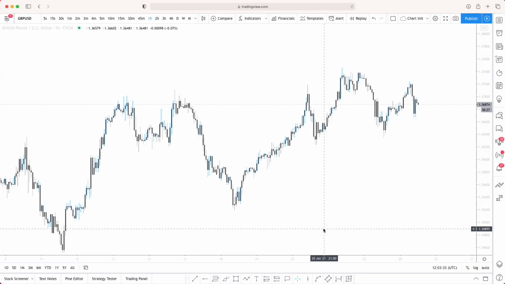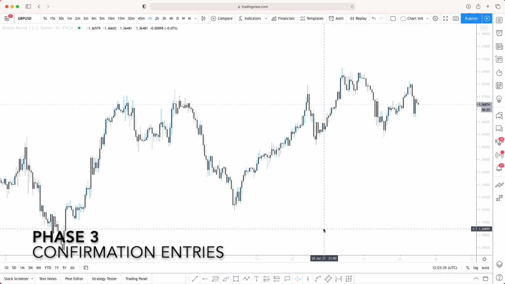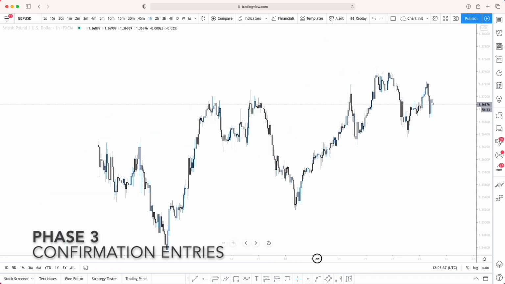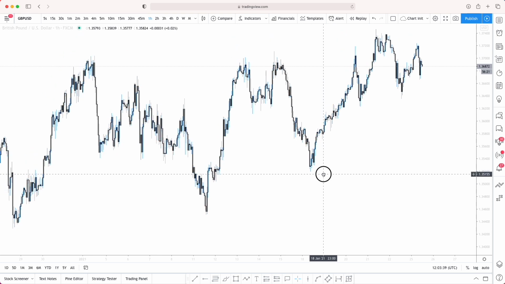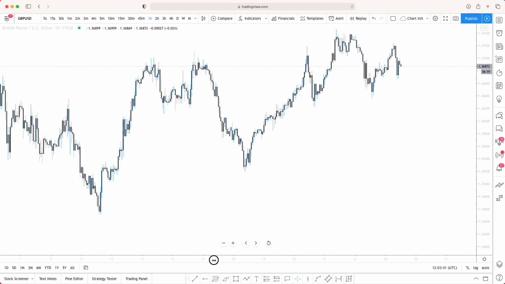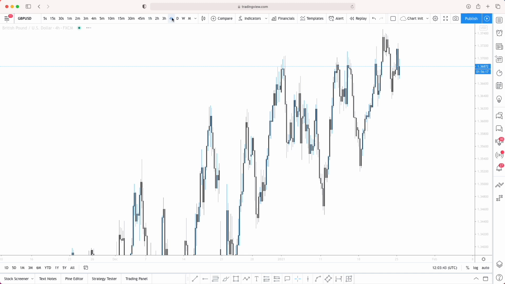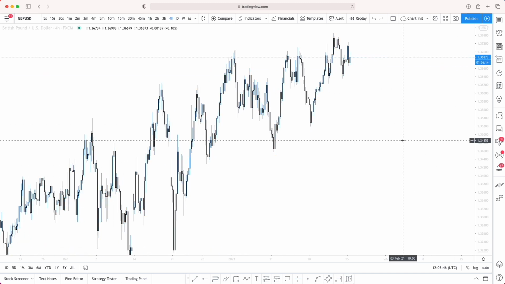This video is going to be talking about confirmation entries. In the last video we spoke about risk entries. Now we're going to talk about confirmation entries and why this way of trading gives you a higher win rate. Basically, it allows us to confirm which order block is the one that we choose.